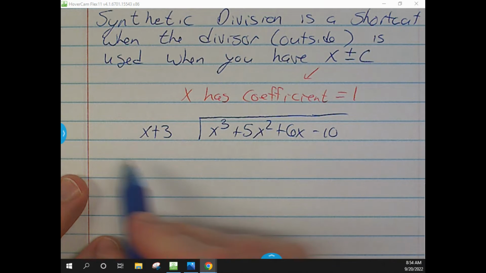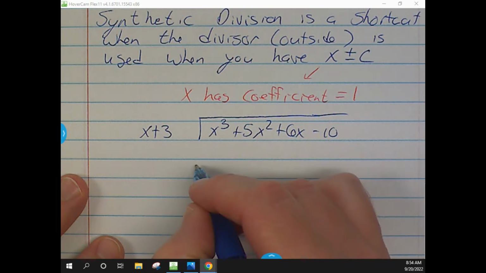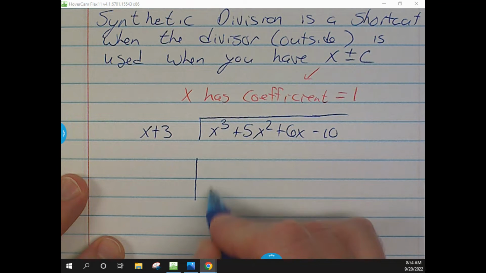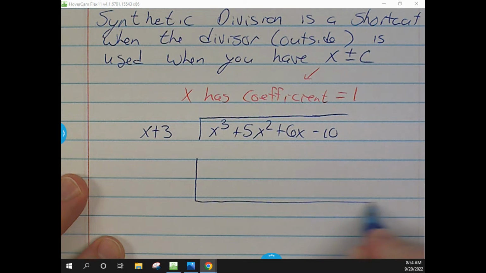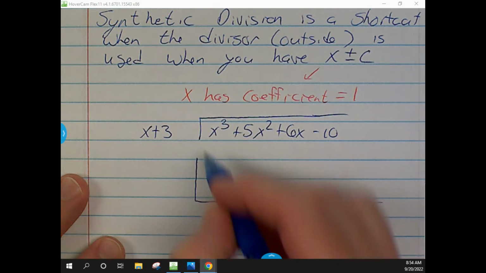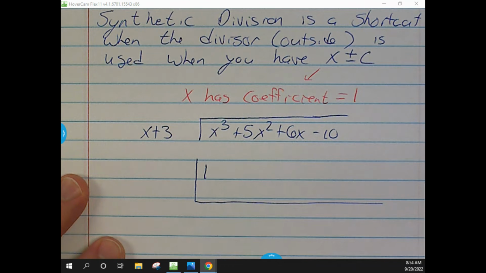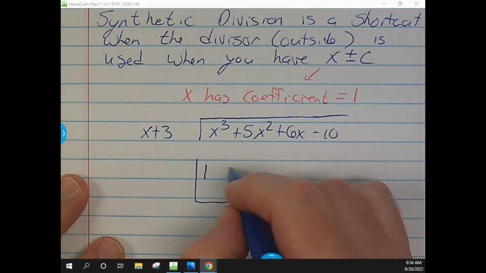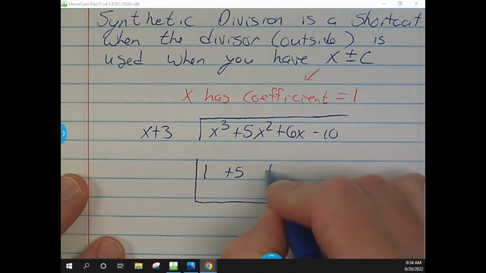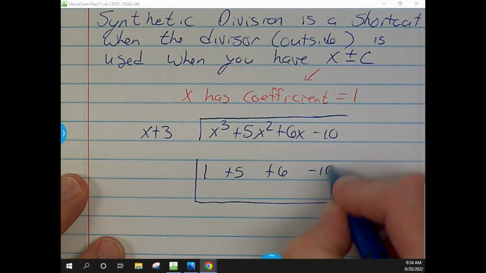Okay, so what we're going to, now, this is usually going to be your number. So we're going to draw the bar upside down and leave one extra row of numbers because we're actually going to do the work. All the work is going to be right here when we do this thing. Okay, so we're drawing the division bar upside down. We're going to bring down just the coefficients on the inside. We're going to bring down the 1. And go ahead and bring down the signs too. Bring down the plus 5, the plus 6, and then the minus 10.